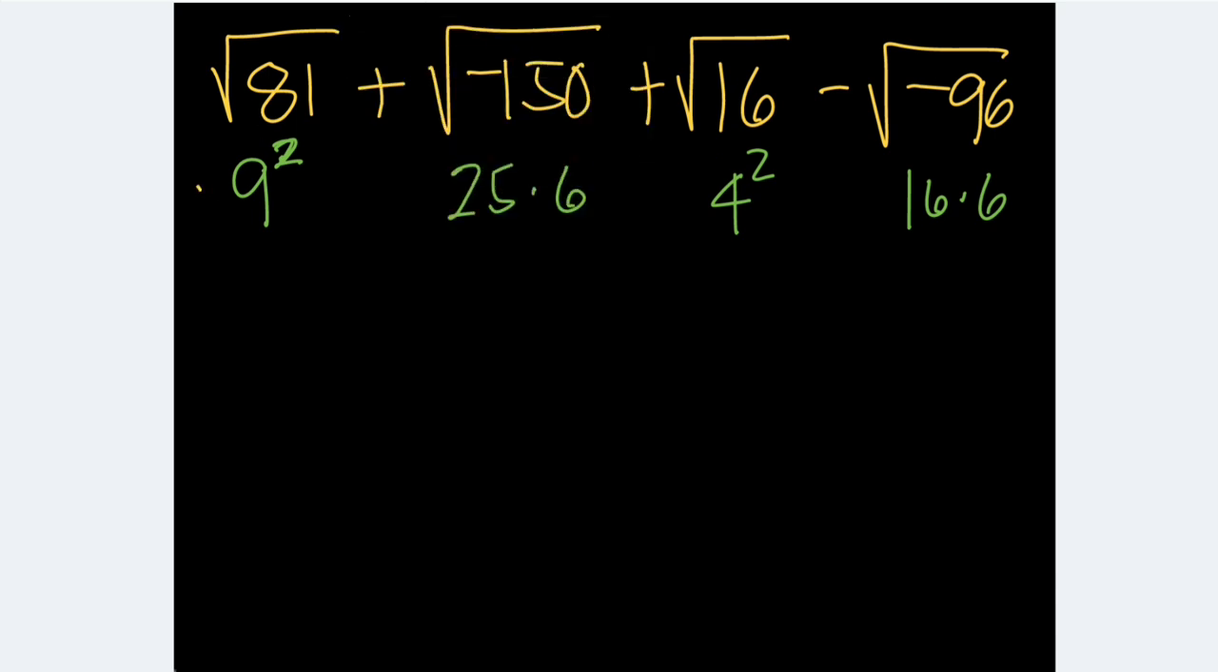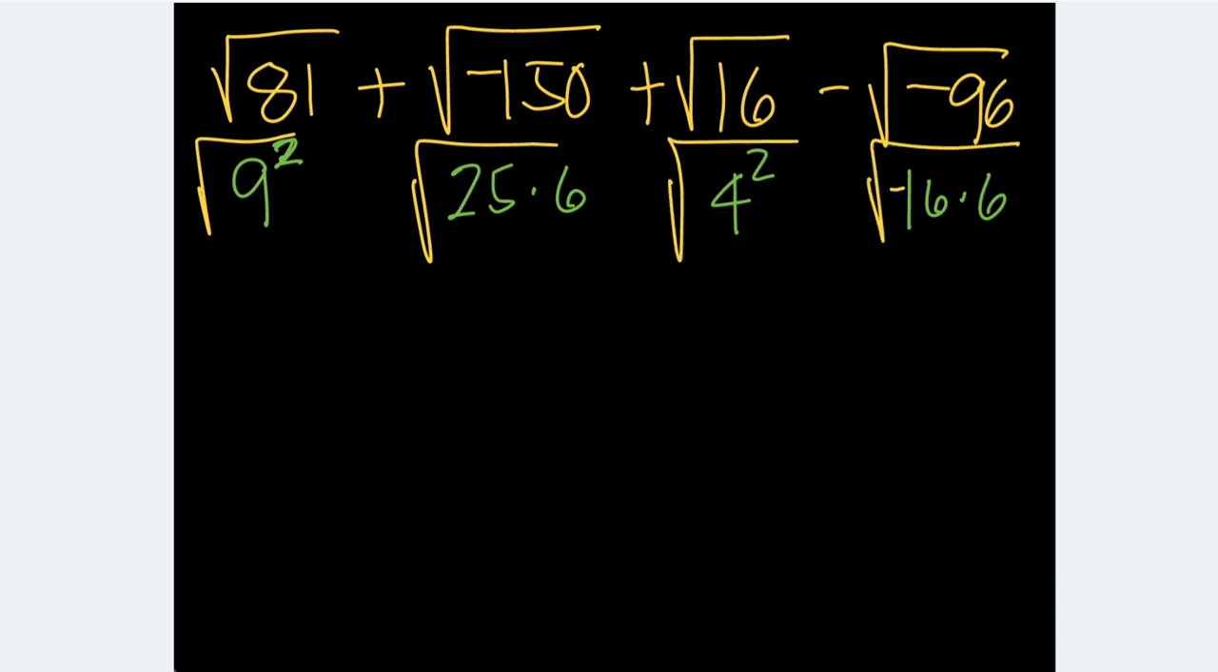Then we can simplify. Square root of 9 squared, that is 9. Plus square root of 25 is 5. This is negative. So that is 5i square root of 6 plus 2.